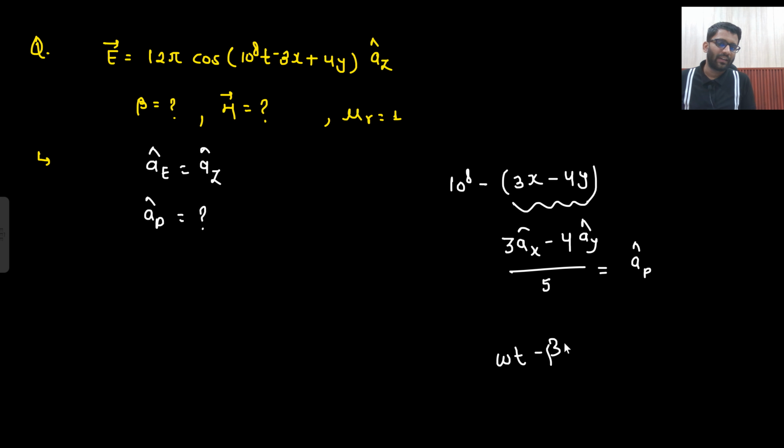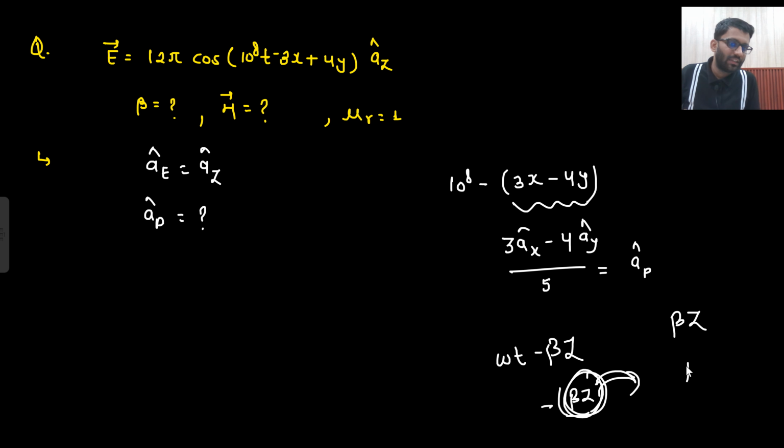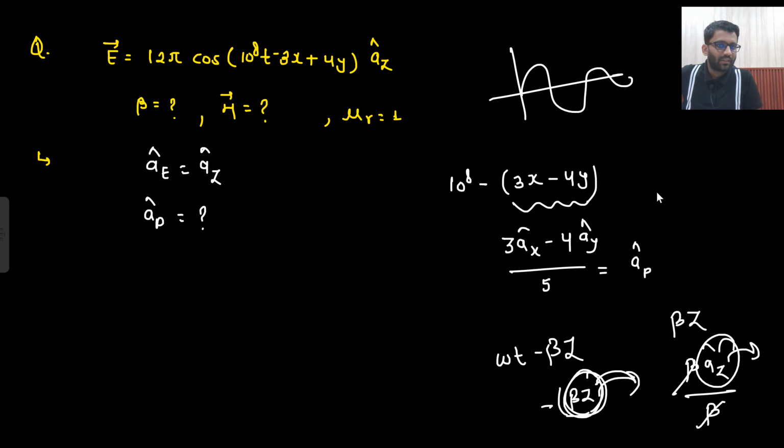For omega t minus beta z, how do you get the direction of propagation? You take the minus sign outward, and beta also you take outward, minus beta z. So now my direction of propagation is beta az cap divided by its magnitude. Its magnitude is beta only, so beta gets cancelled, and the direction is az cap. This is how I got it from the expression.